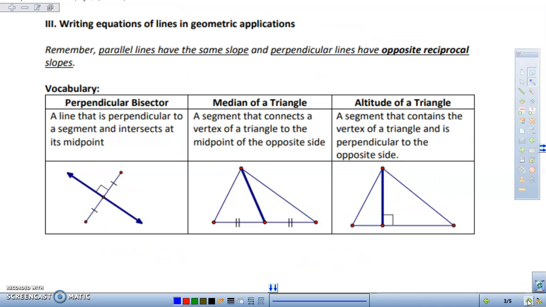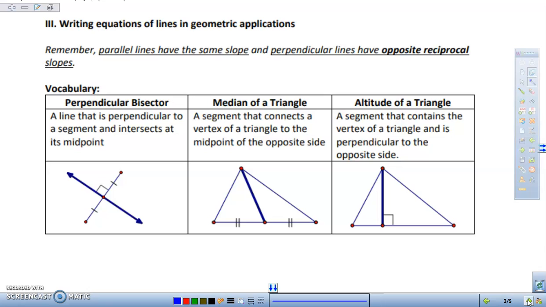All right, so now let's get into how we can apply this equation-writing to geometric concepts. The first thing I have written here is, remember that parallel lines have the same slope. So if I want you to write the equation of a line parallel to a different line, you know the slope right away. It's got to be the same.